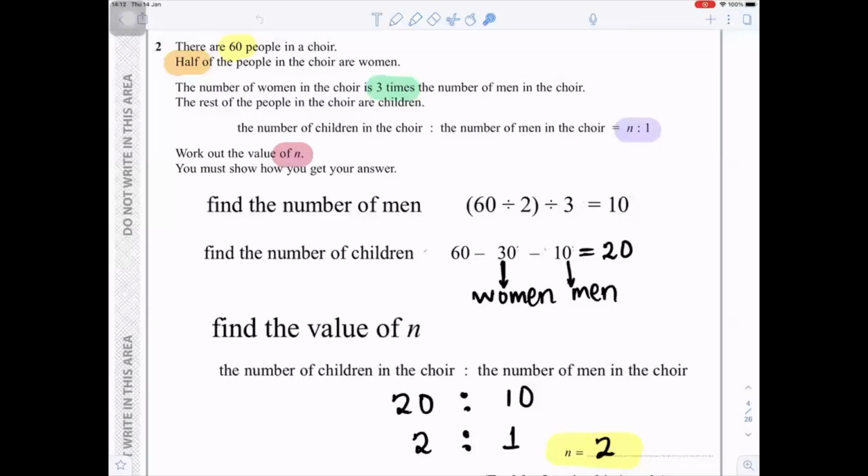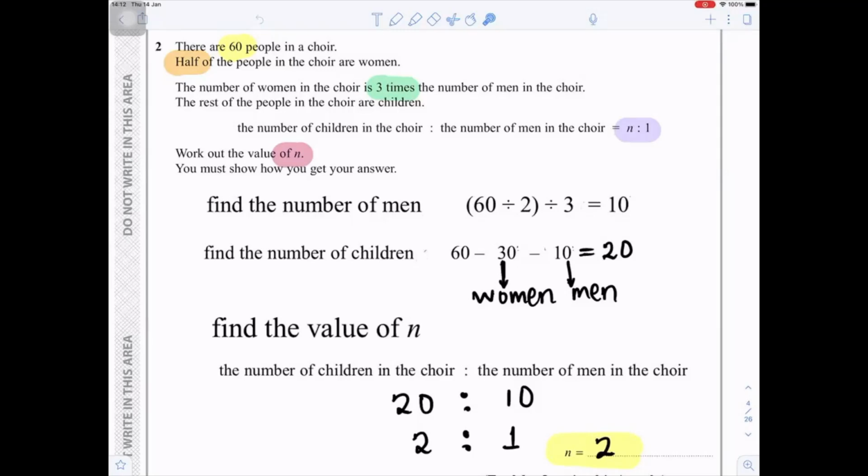Question number 2. There are 60 people in the choir. Half of the people in the choir are women. The number of women in the choir is 3 times the number of men in the choir. The rest of the people in the choir are children. The number of children in the choir to the number of men in the choir is n to 1. Work out the value of n. You must show how you get your answer.